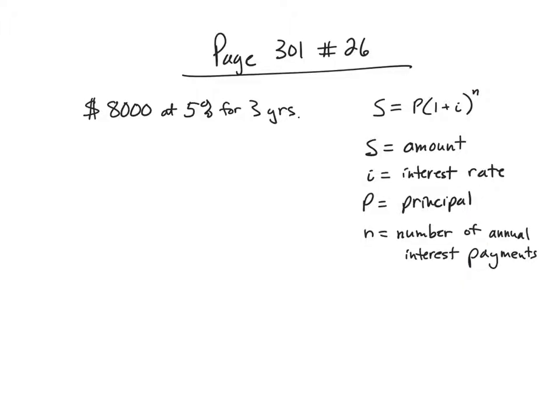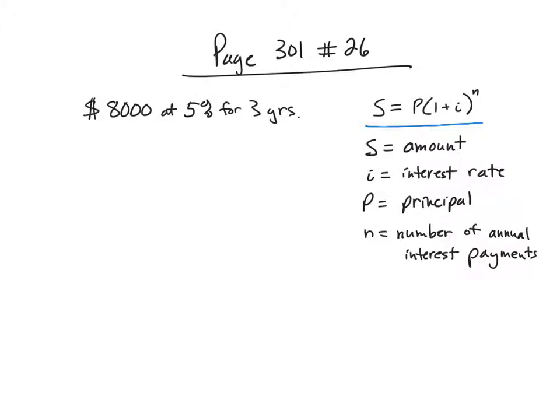So this is another problem. This is page 301, number 26. It's again calculating compound interest, but this time we're going to use a formula. And my formula is S equals the principal times the quantity 1 plus the interest rate raised to the exponent n, where n represents the number of annual interest payments.